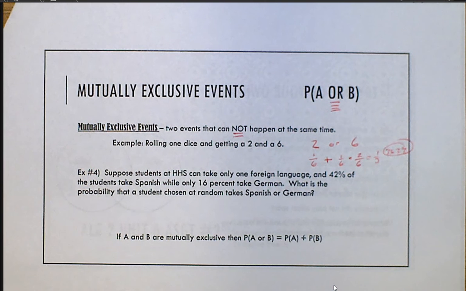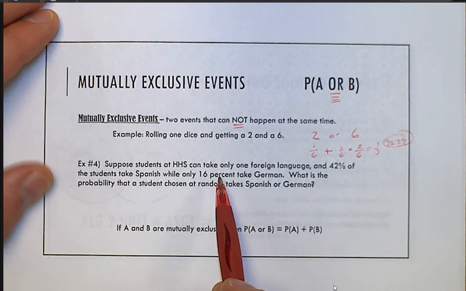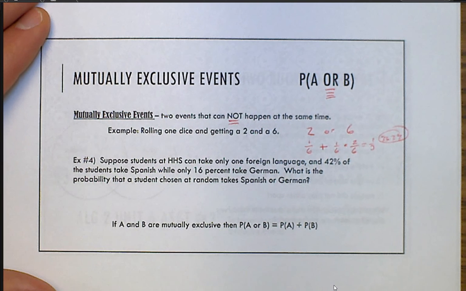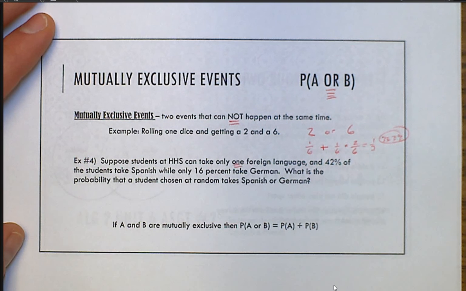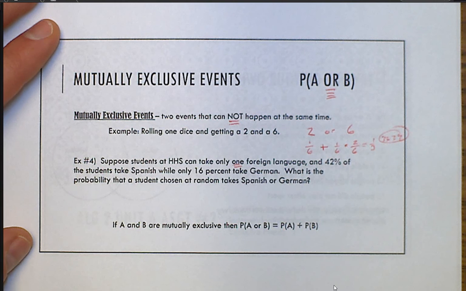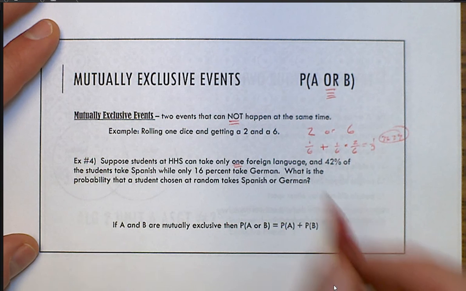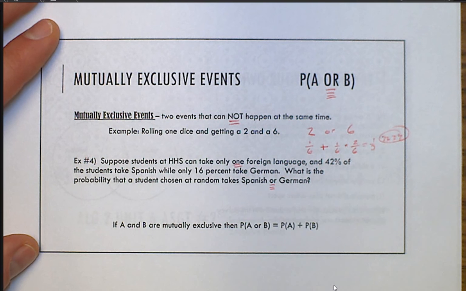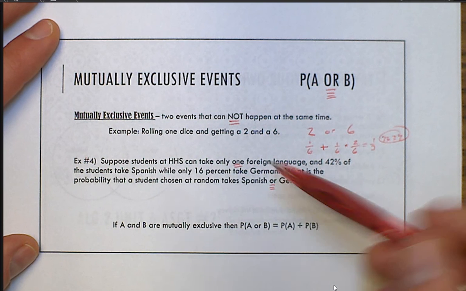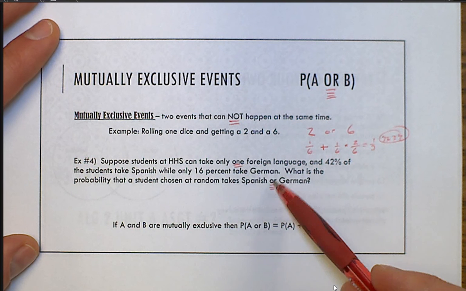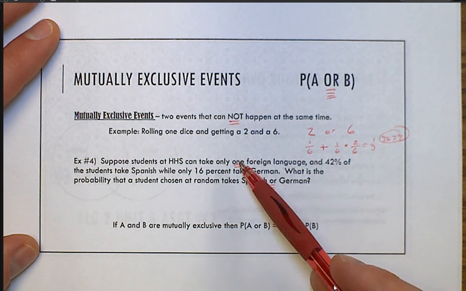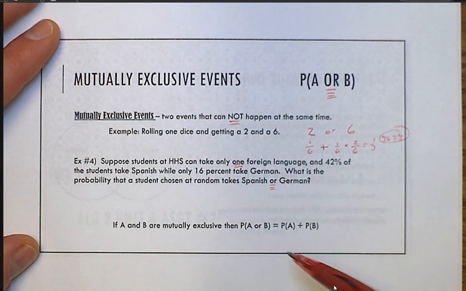Here's another example right here, example 4. It says, suppose students at HHS Homestead can only take one foreign language, and 42% of the students take Spanish, while only 16% of the students take German. What is the probability that a student chosen at random takes Spanish or German? So you can't take both, right? You can only take one, so you couldn't have an and here. What's the probability to take Spanish and German? Can't happen. That's an example of mutually exclusive. You can only take one.